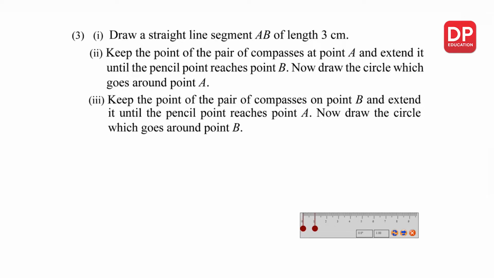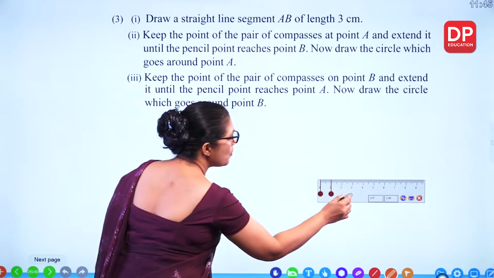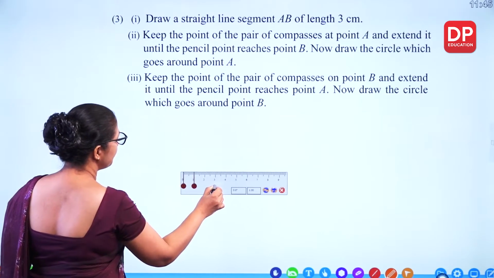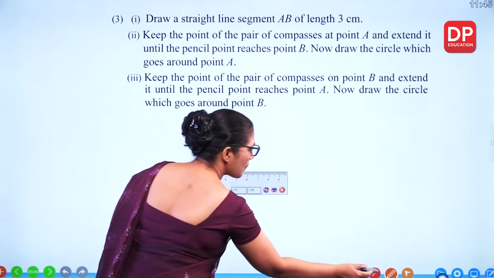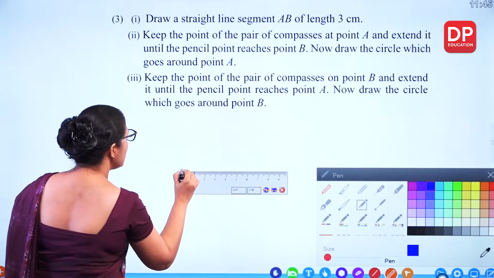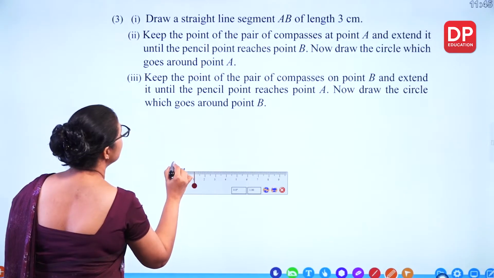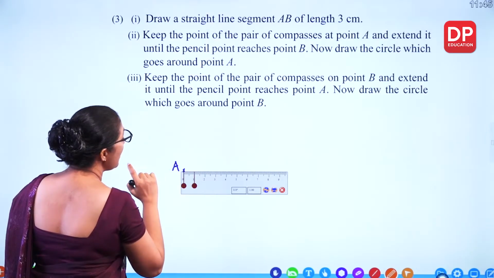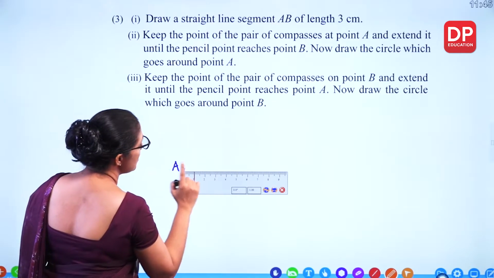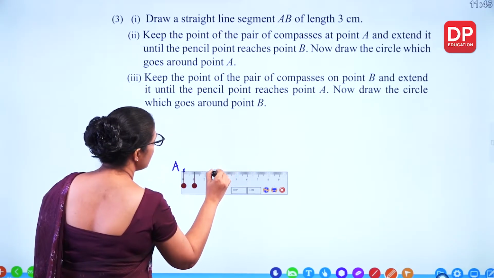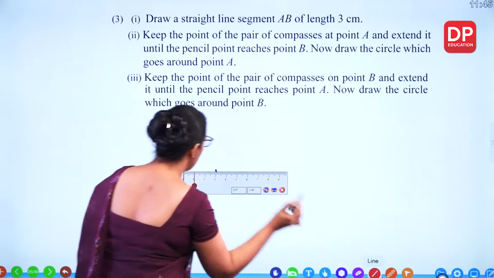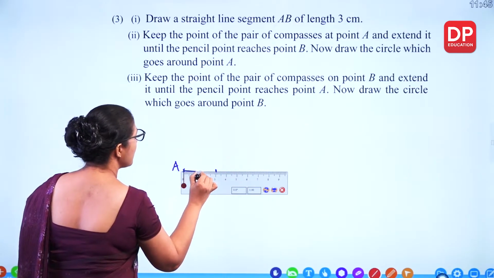Draw a straight line segment AB of length 3 centimeters. So we'll take the ruler and first I'll mark the point here, that's A. AB length is 3 centimeters. So here 3 is here. I can draw a line from here to here.